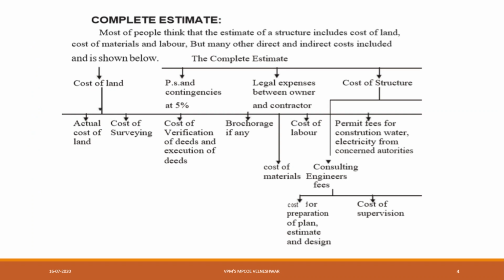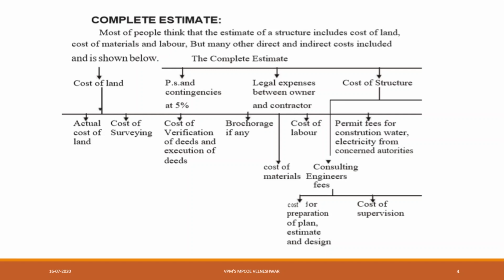Then the complete estimate. Most of the people think that the estimate of a structure only includes the cost of land, cost of material, and cost of labor. But there are many other costs, like direct cost and indirect cost. We will see how the complete estimation can be done.